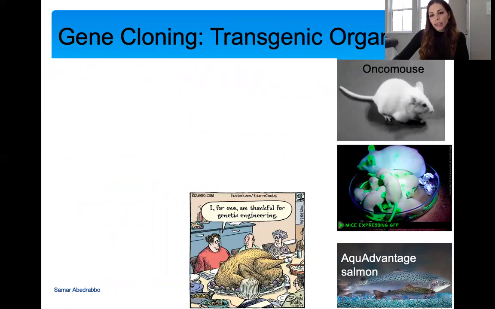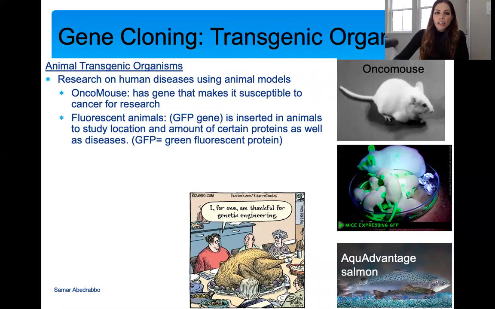Now we're going to talk about organisms. We were talking about plants before. There's a lot of research on human diseases using animal models. So let's say that you are in a cancer lab and you're researching different cancer drugs. It would be beneficial to be able to test cancer drugs on organisms that have cancer. So one organism that's used in labs a lot are mice or different types of animals.